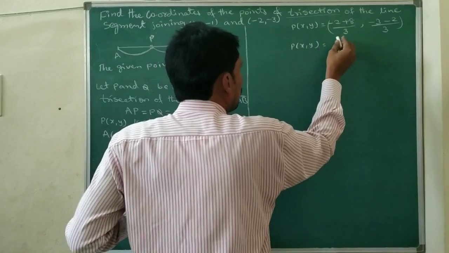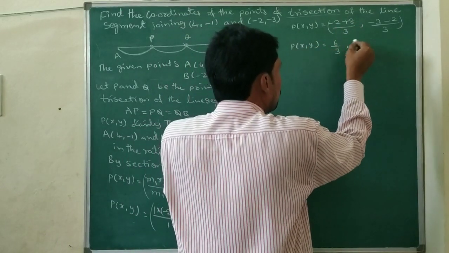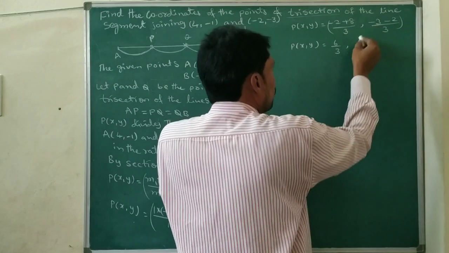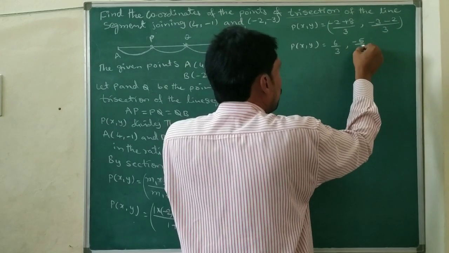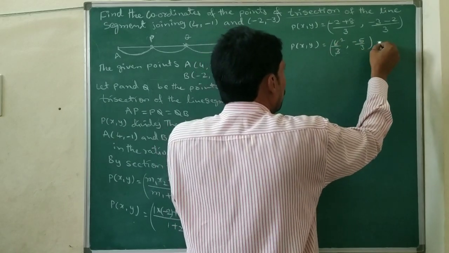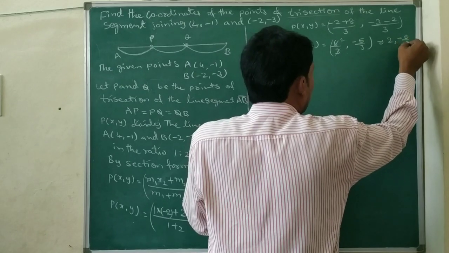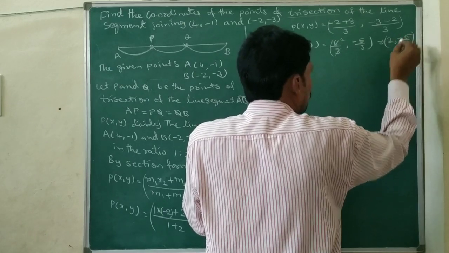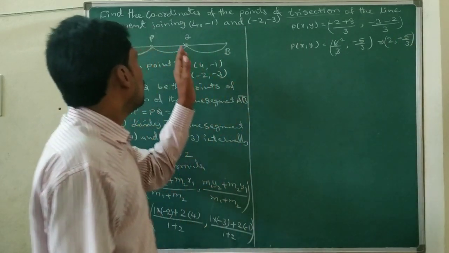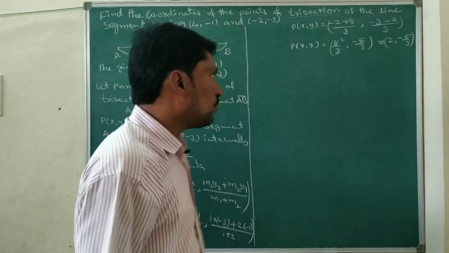That equals P(x, y) equals, -2 plus 8 is 6 by 3, comma, -3 minus 2 is -5 by 3. Now we can cancel, 3 twos are 6. So the P coordinates we are getting are (2, -5/3). So the coordinates of P(x, y) are (2, -5/3).